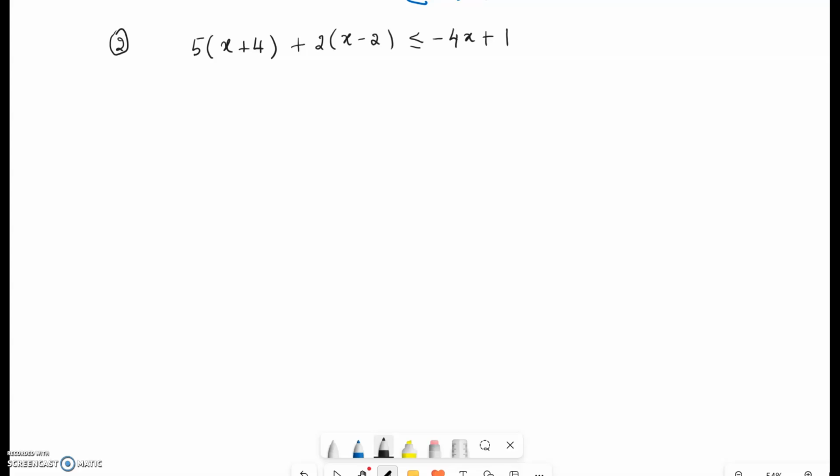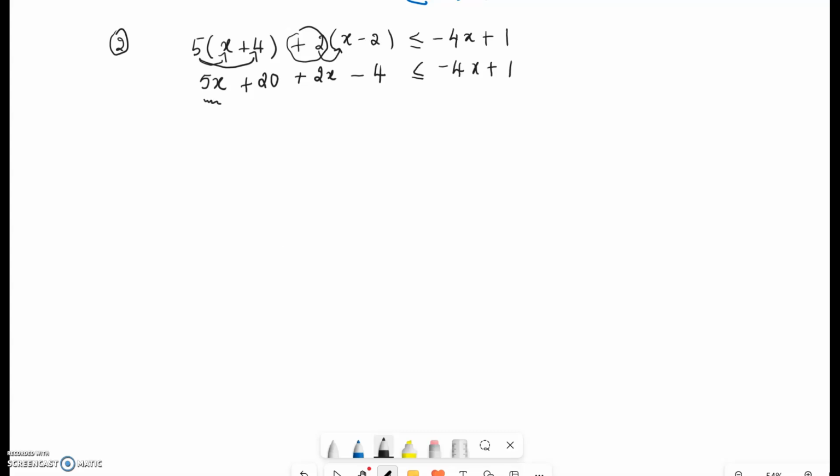Now we're going to solve this inequality, and just like an equation, we need to simplify both sides completely first before we try to solve it. So use the distributive property. 5 times x is 5x. 5 times positive 4 is 20. Plus 2 times x is 2x. Positive 2 times negative 2 is negative 4, is less than or equal to negative 4x plus 1.